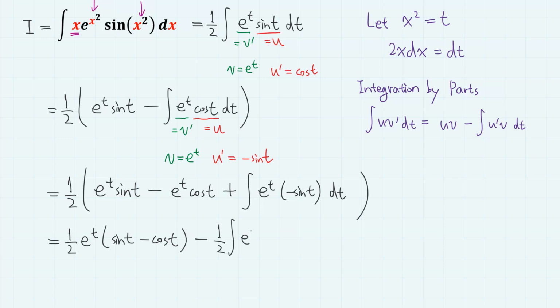times integral of e to the power of t sine t. Here, notice that this part is the original integral I. We have to include this 1/2 as well. Be careful with that. So we have I equals this minus I.